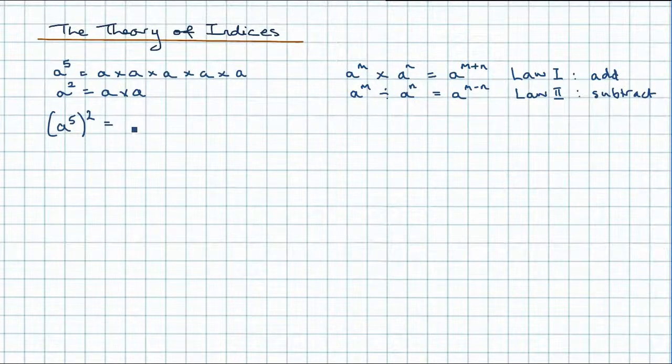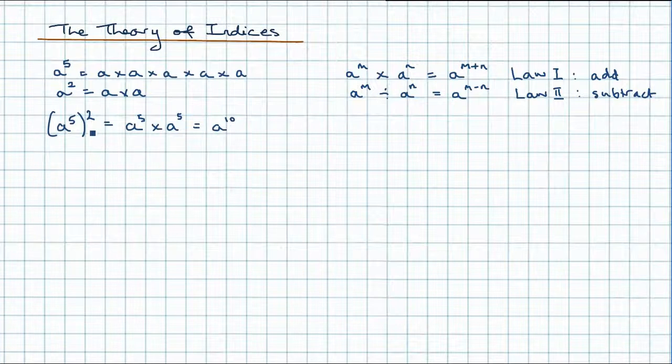Well, what would that mean? Simply a to the power 5 times a to the power 5. And by the first law of indices, we know we need to add the powers in this situation, so it must be a to the power 10.